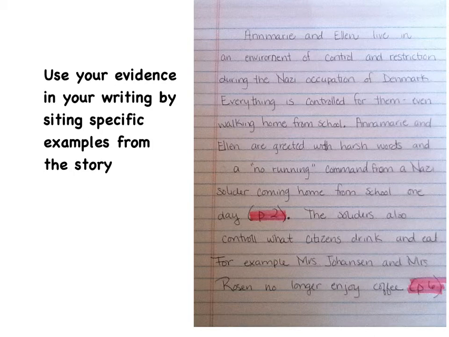Once I've finished my chapter selection, I'm going to be answering a question inside my journal. I want to use my evidence in my writing by citing specific examples from the story. You can see here is my paragraph or the beginning of my paragraph, and you can see in pink highlighting, I've cited specific examples from the story. For example, Anne-Marie and Ellen are greeted with harsh words and a no-running command from a Nazi soldier coming home from school one day. And then in parentheses, I've put page 2. That's where I can find this specific example in the story.